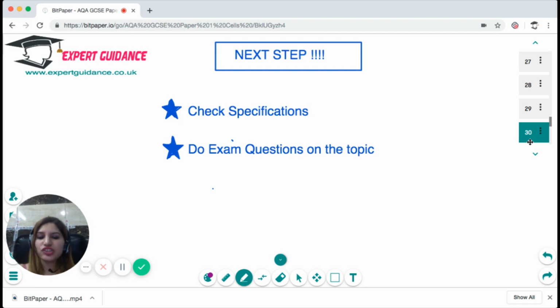Now what you need to do next is check the specification, make sure the specification is clear to you, and then you need to do the exam questions on this topic. If there's still anything that you do not understand, leave a comment below and we'll reply as soon as possible. Or you can come to our website where we have set up a 24/7 chat support till your exam. You can come anytime, ask any questions, and you can get an instant reply.